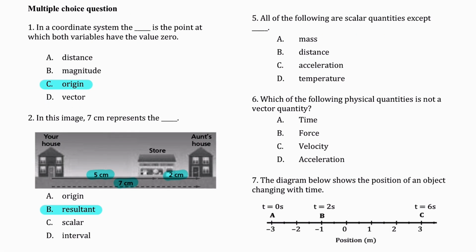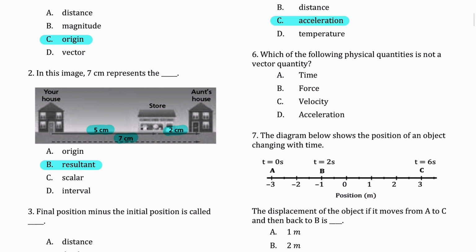5. All of the following are scalar quantities except acceleration. Which of the following physical quantities is not a vector quantity? And of course, it's time.